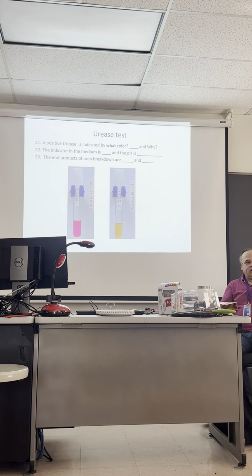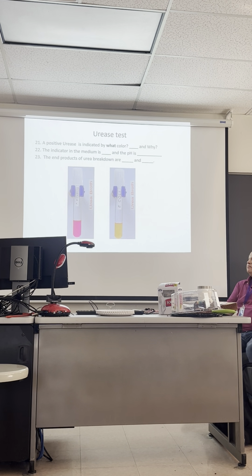So this is the urease test, also known as the urea hydrolysis test. So a positive urease or a positive urea hydrolysis is what color? Fuchsia, hot pink if you want to call it that. Why? It's basic, because it's become more basic, right? The indicator in the medium is what? What's the pH indicator? Phenol red. And the pH of this tube is acidic, basic, or neutral?